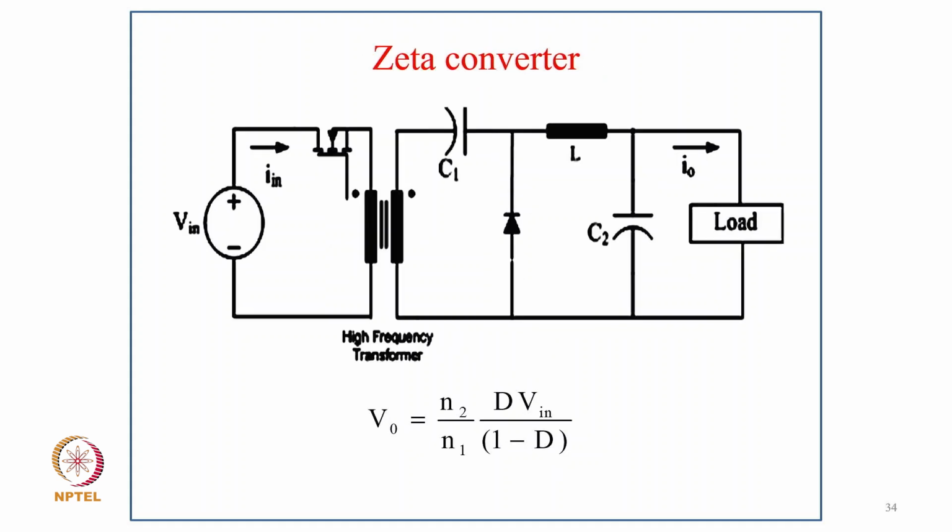We switch on the device, so inductor energy is stored, and when we switch off, that energy gets transferred to the secondary. Similarly, in the Cuk converter, the input inductor which was in series with the MOSFET, we made a coupled inductor with a proper turns ratio, and it also comes out as a buck-boost converter: N2/N1 × D/(1-D).